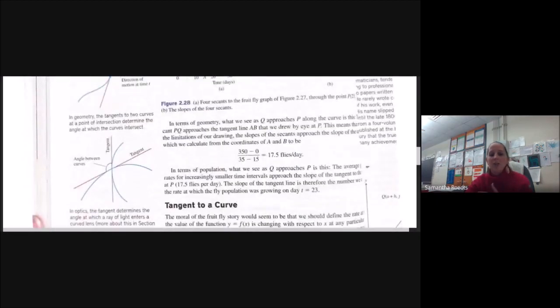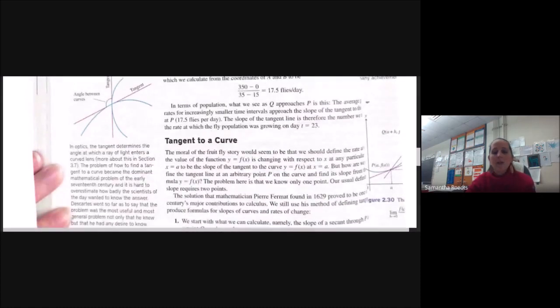In geometry, the tangents to two curves at a point of intersection determine the angle at which the curves intersect. You can see that they intersect right there. In optics, the tangent determines the angle at which a ray of light enters a curved lens.